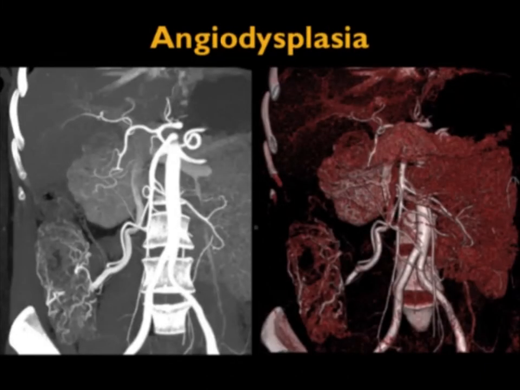Also, it's not just the GI bleeding. We could see the cause. Here's a case of angiodysplasia of the right colon. Look at those prominent vessels. Look at the prominent ileocolic artery and vein draining to that region.